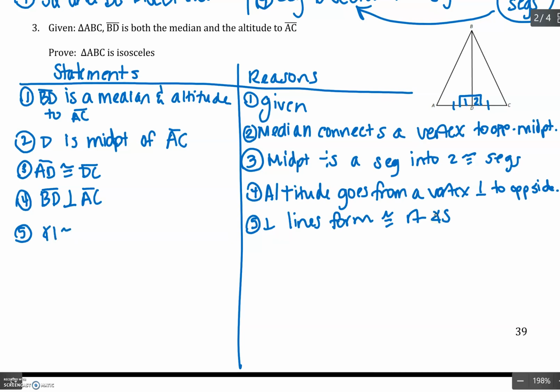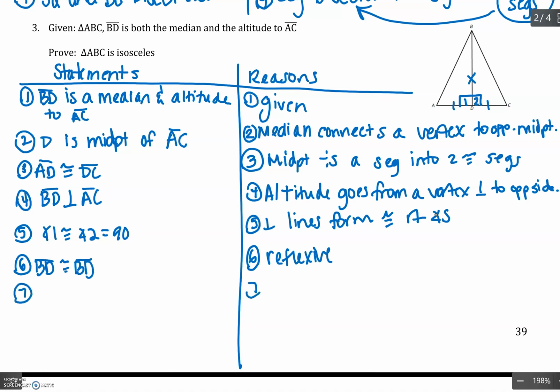And angle 1 is congruent to angle 2, which equals 90. From there, I'm noticing these two little triangles are both sharing BD, so I'm going to use reflexive to say BD is congruent to itself. And now I know that these two little triangles are congruent to one another by side angle side. So triangle ABD is congruent to triangle CBD.